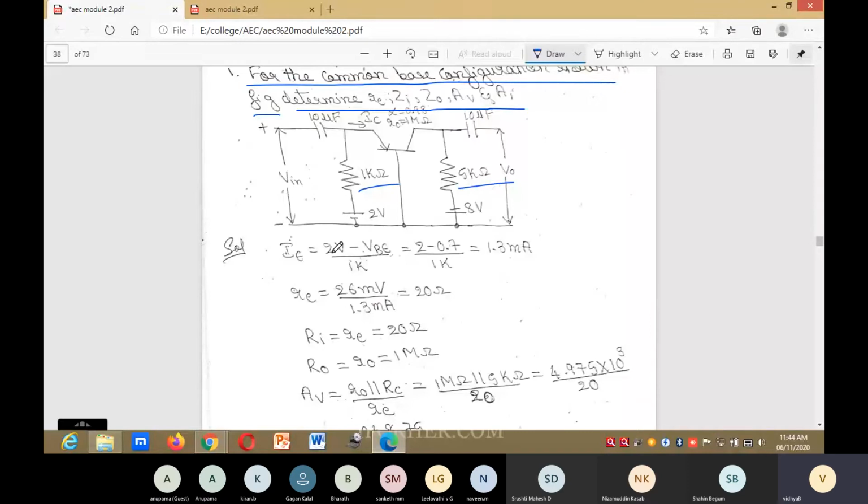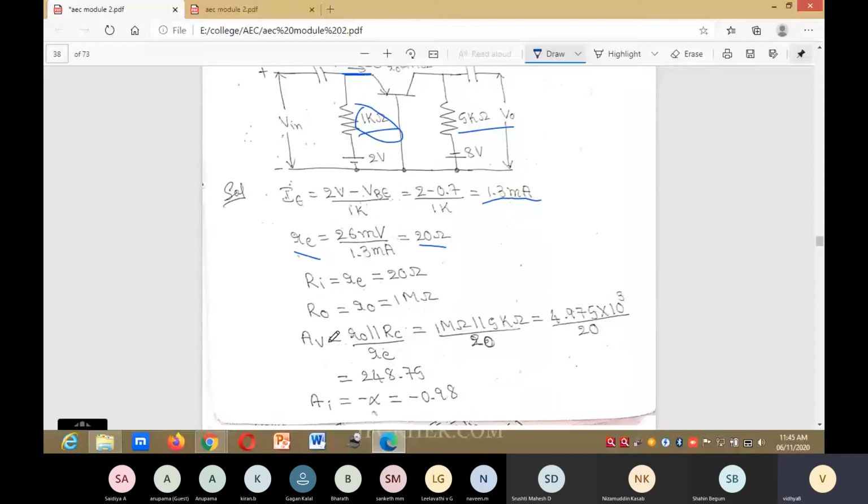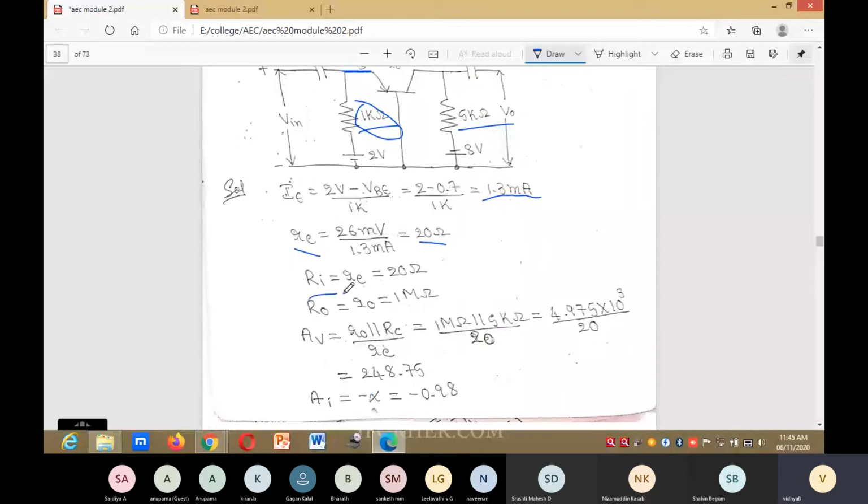Okay, 2 voltage minus this VBE value 0.7, divided by the resistance value, you'll get 1.3 milliamps. That is what IE is. Okay, and RE is equal to what? 2.7 millivolts divided by 1.3 milliamps, you'll get 20 ohm. RI, capital RI is equal to small RE, that is 20 ohm.